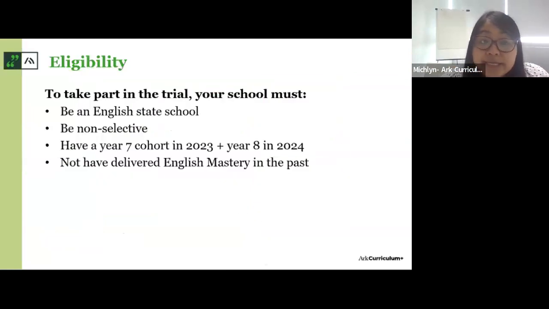So eligibility is basically you just have to be an English state school, you have to be non-selective, you have to have a year 7 cohort in September 2023 and year 8 in 2024, and also you can't have delivered English Mastery in the past. So you might have delivered it in the past and maybe not used it for a couple of years. If you have done that, then unfortunately you cannot be on this trial.